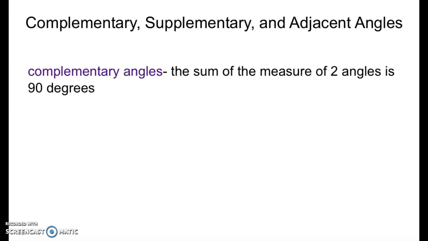Today we are going to learn about complementary, supplementary, and adjacent angles. Let's look at complementary angles first. Complementary angles are when the sum of the measure of two angles is 90 degrees.